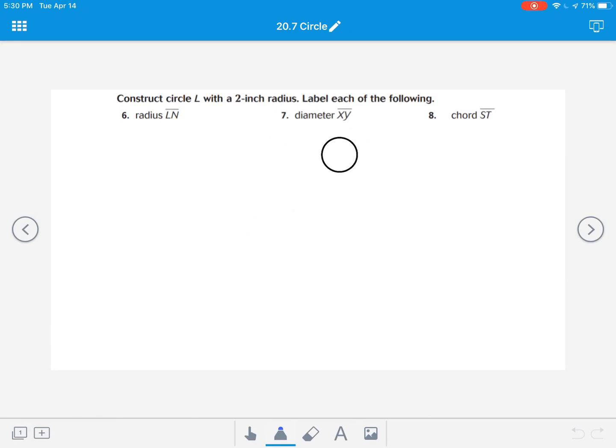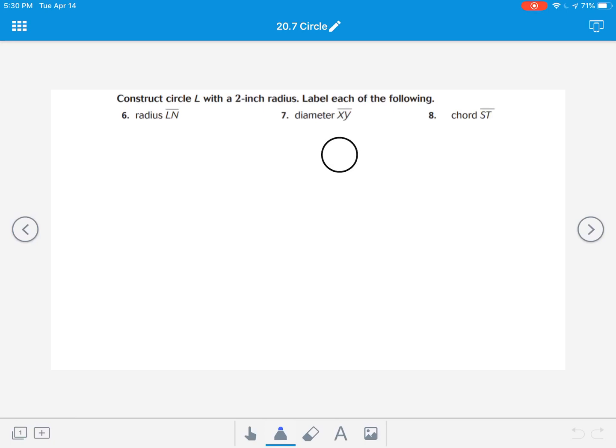All right, let's continue. Numbers 6 through 8. We're going to construct circle L with a 2-inch radius. So if you have a way to measure that out perfectly, do it. If you don't, don't worry about it. Just draw a circle with me.